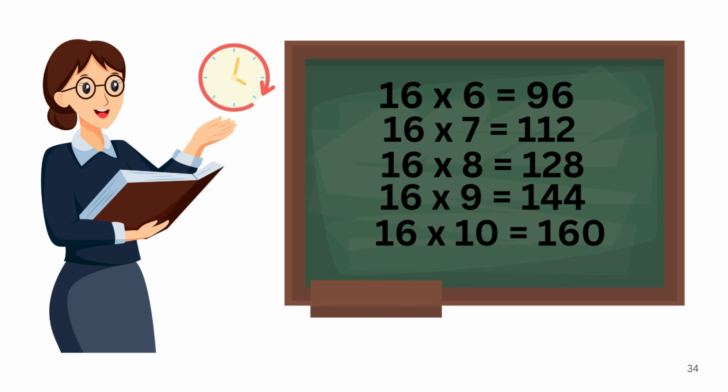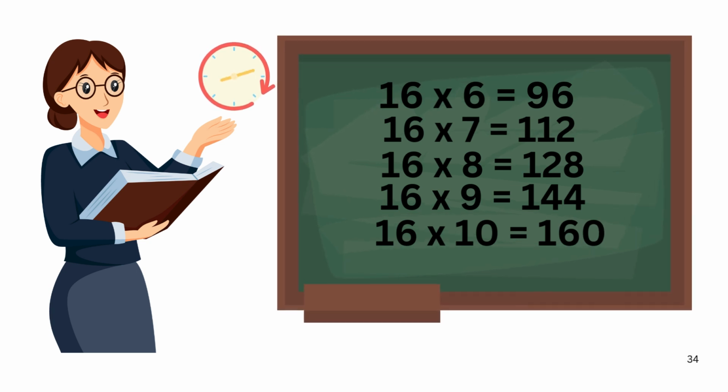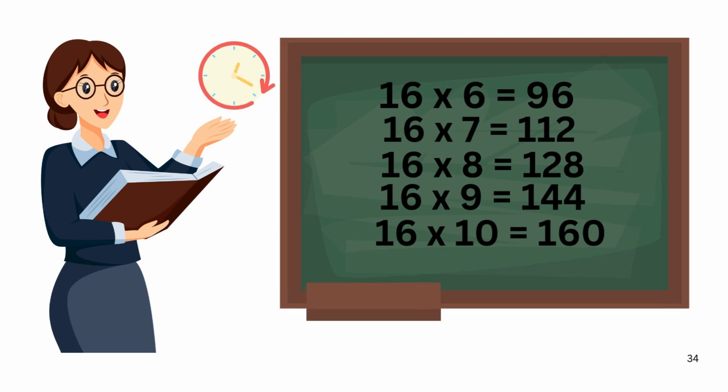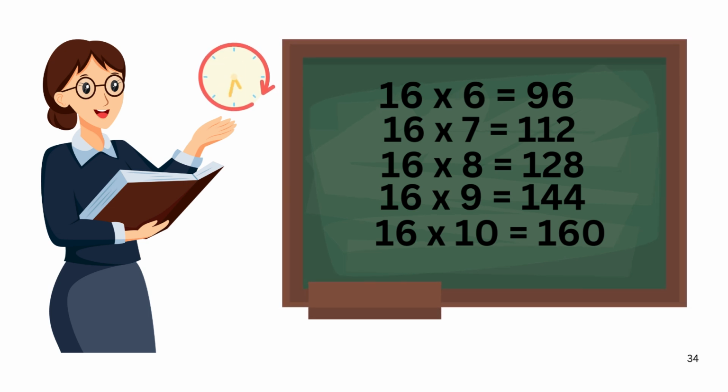16 multiplied by 6 is equal to 96. 16 multiplied by 7 is equal to 112. 16 multiplied by 8 is equal to 128. 16 multiplied by 9 is equal to 144. 16 multiplied by 10 is equal to 160.